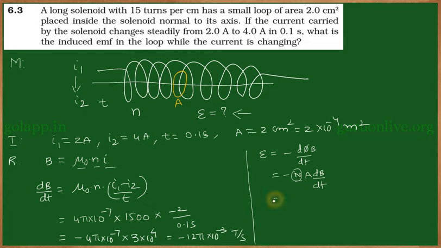Now I want to substitute the given values. Minus 2 into 10 to the power of minus 4 into minus 12 pi into 10 to the power of minus 3. That is equal to, minus minus gets cancelled, so 2 12s are 24 pi into 10 to the power of minus 7, or precisely I can write 7.51 into 10 to the power of minus 6 volts. So this much EMF is generated in the coil.